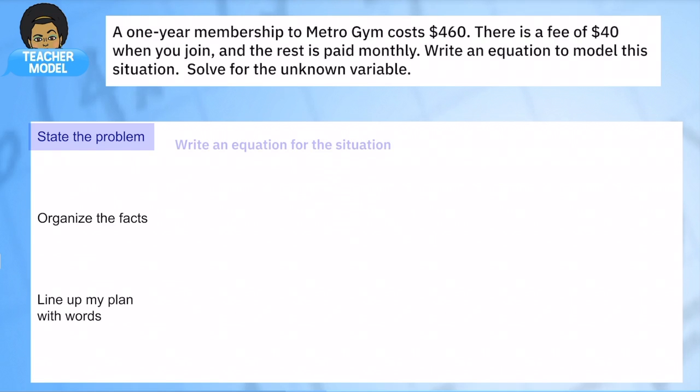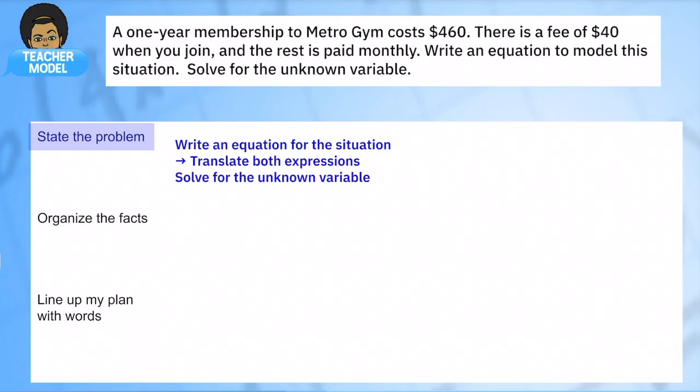All right, so let's state the problem. We want to write an equation for the situation, which means we need to translate two expressions. Two things are really happening in this problem. And we're going to solve for the unknown variable. So somewhere in one of the expressions, there will be something we don't know.